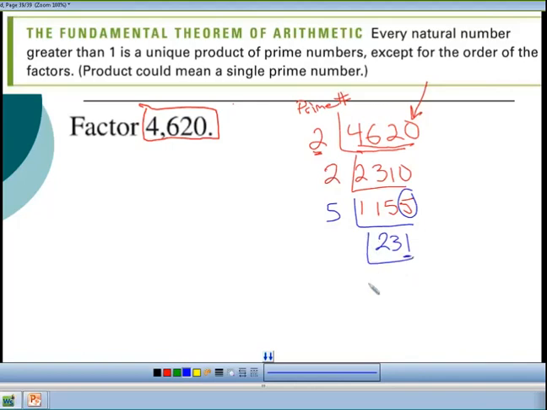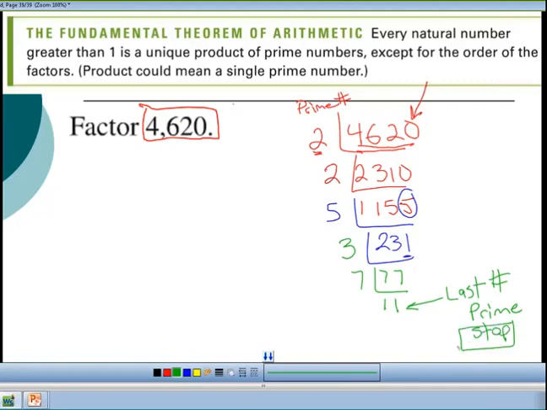So now I've got to find a different number that goes in, and because I see that 231 adds up to be 6 if I add the digits, I know that 3 is going to go in. So I'm going to divide that by 3, and we get 77, and 7 plus 7 is 14, so 3 is not going to go in, but I can see that 7 will, and I'm left with 11. As soon as your last number is prime, you stop.